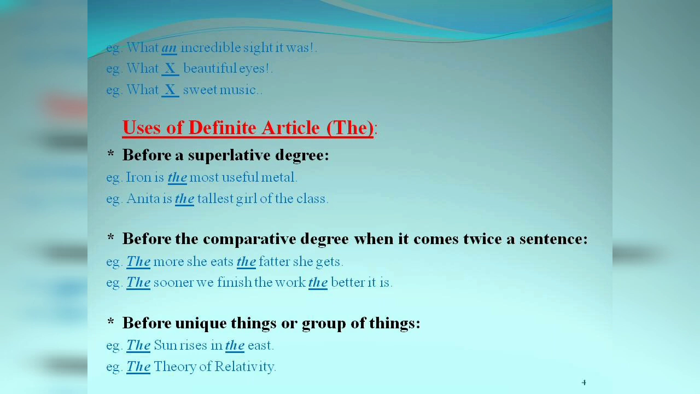Next rule: before unique things or groups of things, we use the. Like the sun rises in the east, the theory of relativity. The theory of relativity itself is a unique thing. Therefore, the before it.